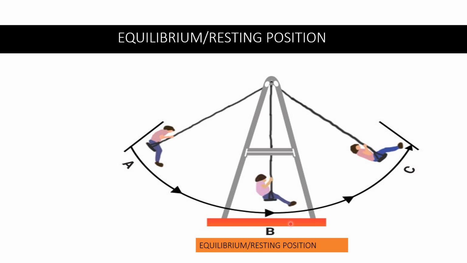A while ago, it was defined that the equilibrium position, or resting position, is the position of the object when it is not vibrating. So in our example, if that girl is moving in this direction from A, B to C, and back and forth, when she reaches the equilibrium position, the object will not vibrate. That is why we call it the resting position.